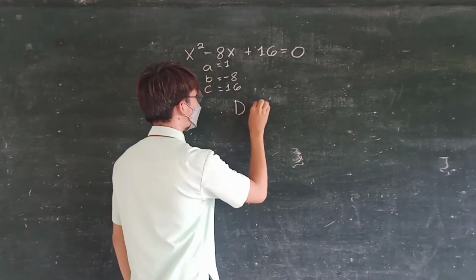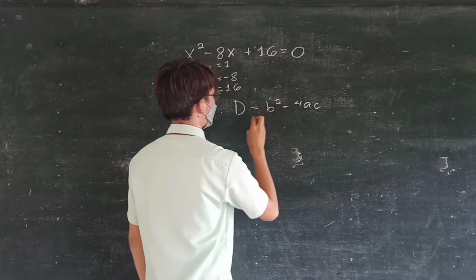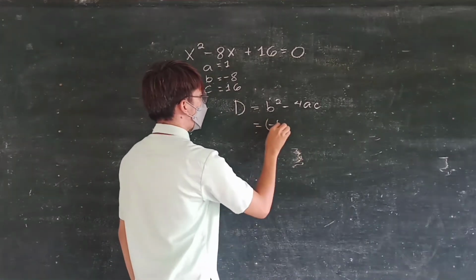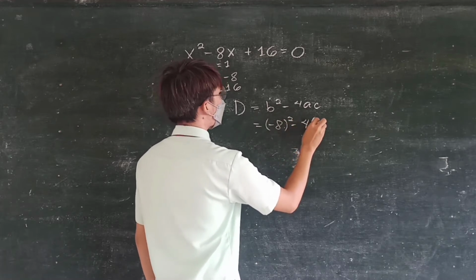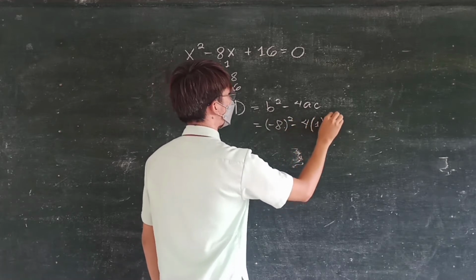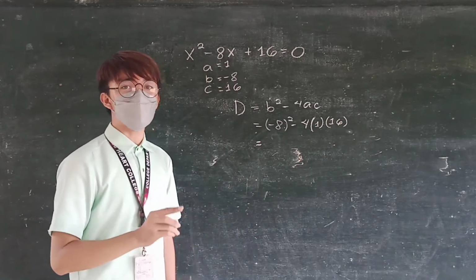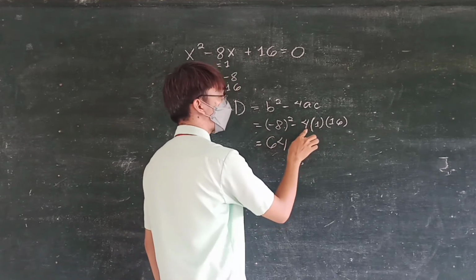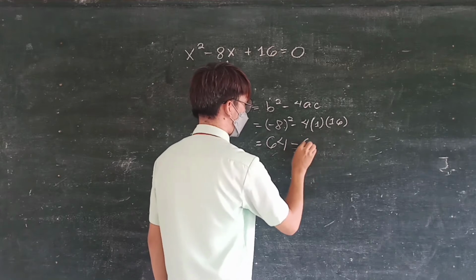To solve for the discriminant, we have the formula D equals b squared minus 4ac. It's time to substitute the values of a, b, and c. So you have negative 8 squared minus 4 times 1, which is the value of a, times 16, which is the value of c. Negative 8 times negative 8 is positive 64. Minus 4 times 1 is 4, times 16 we have 64.